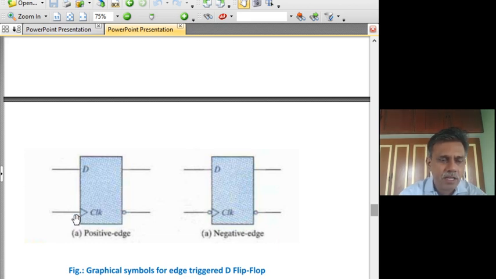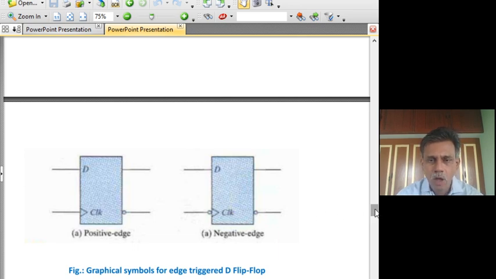And if the input comes directly to this clock input, then we mean it is a positive edge. On the other hand, if it is a negative edge triggered flip flop, we indicate it by putting a bubble at the input end. So these are the two graphical symbolic representations of the positive and negative edge D flip flop.